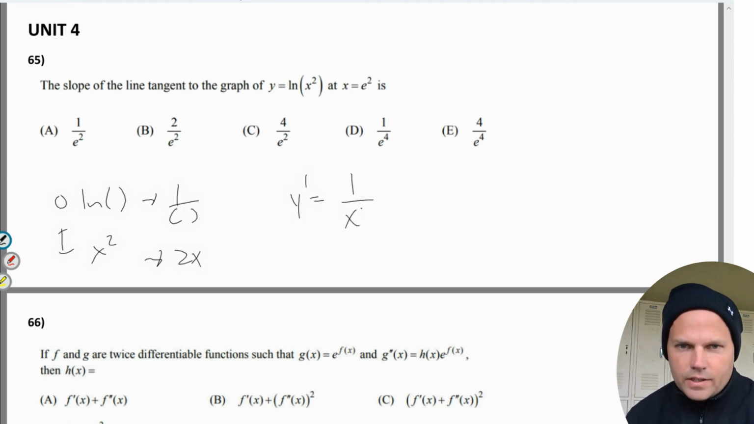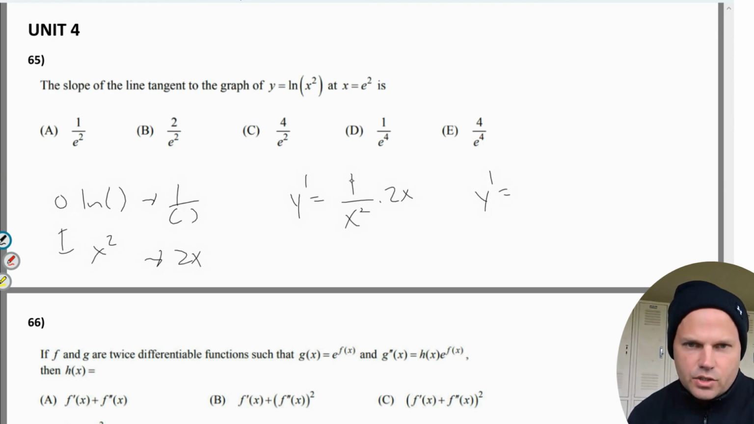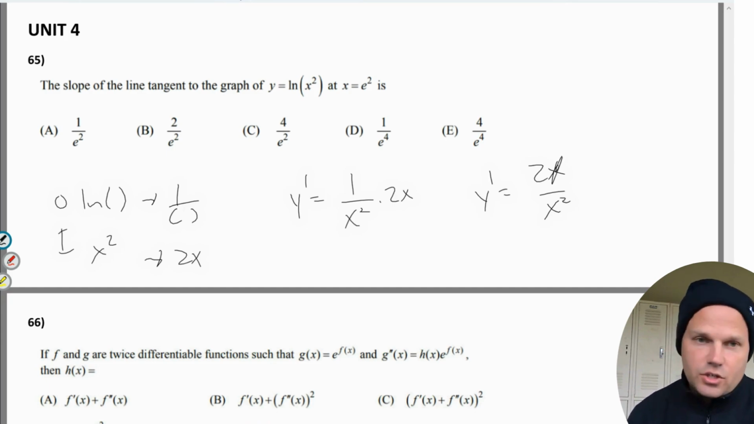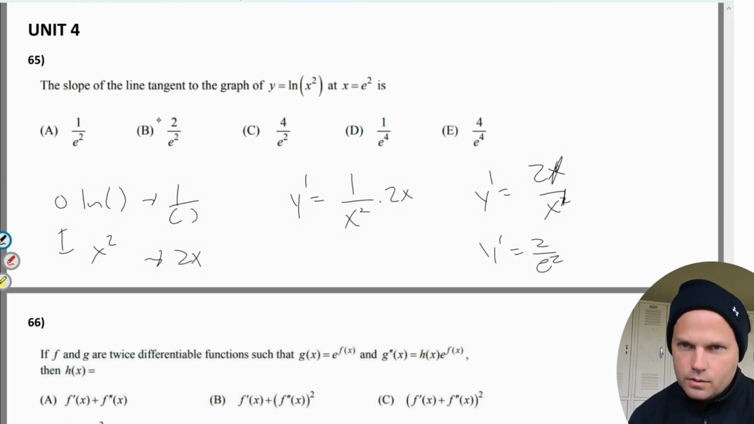So we got 1 over x squared times 2x. We can cancel the x's if we want to, because this can just go up top and say it's 2x over x squared. Since it's multiplication, you can simplify. You get 2 over x. You plug in e squared, you have 2 over e squared.